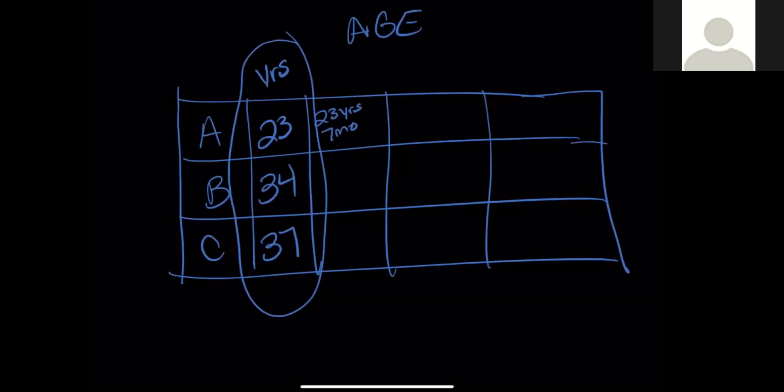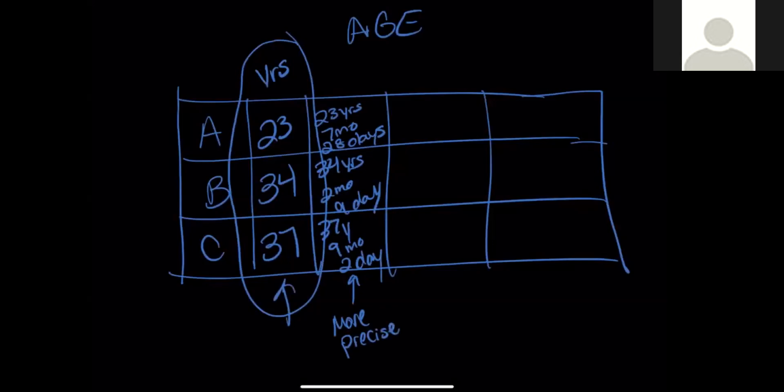If we know that this person is 23 years, 7 months, 28 days old, we have become more precise. This person is 34 years, 2 months, 9 days, and this person is 37 years, 9 months, 2 days. This is more precise overall than the first one.